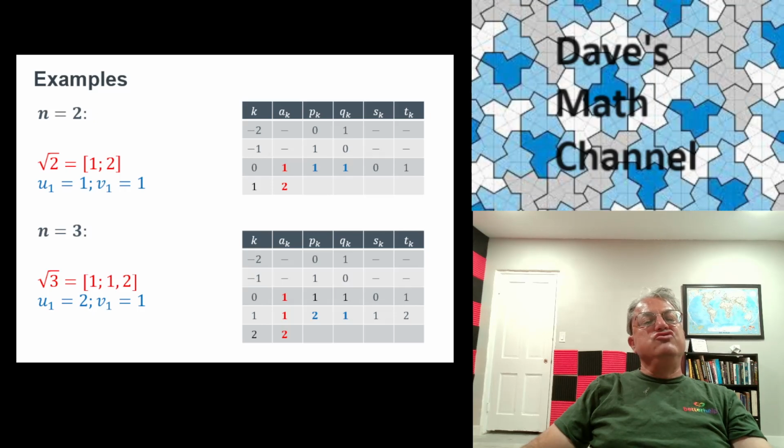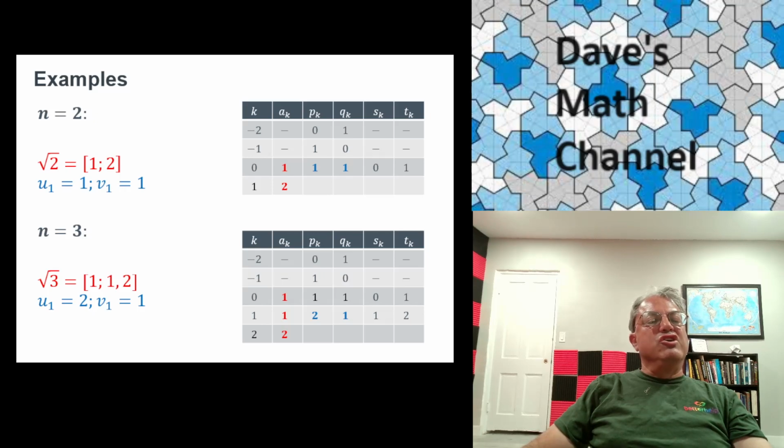And v1 is q0, which is also 1. So our fundamental solution to the modified Pell's equation for n equals 2 is 1 comma 1. And you can check for yourself: 1 squared minus 2 times 1 squared is minus 1. It's not a very good approximation of the square root of 2, but you can get U2, V2. There's our recurrence formula for getting the bigger solutions, which I talked about in a previous video.